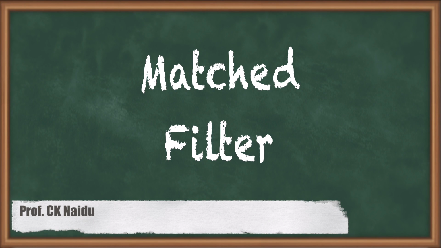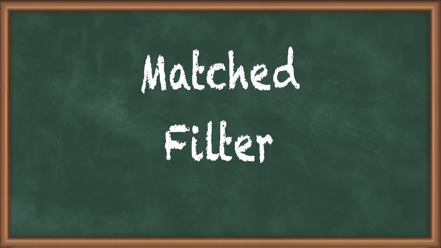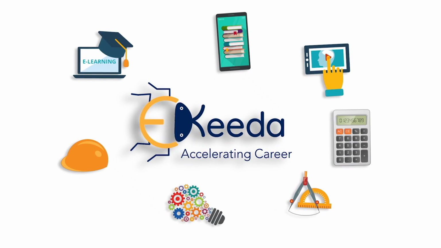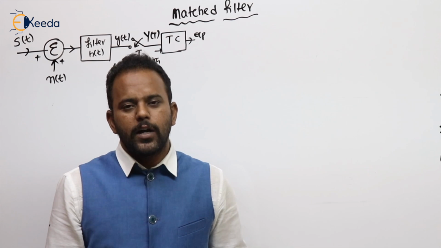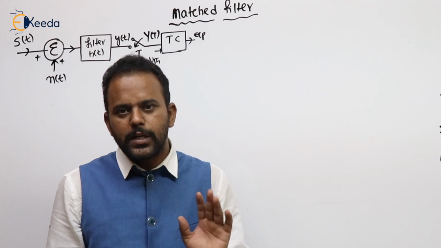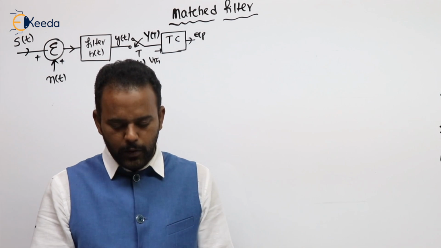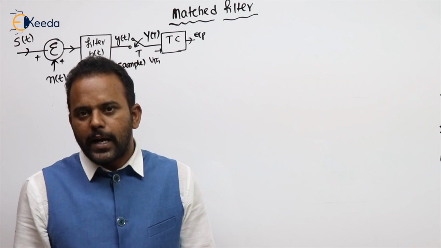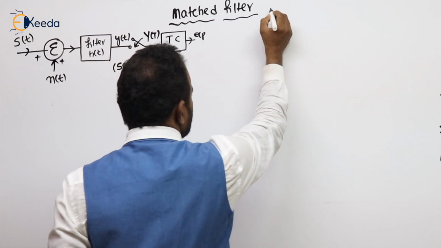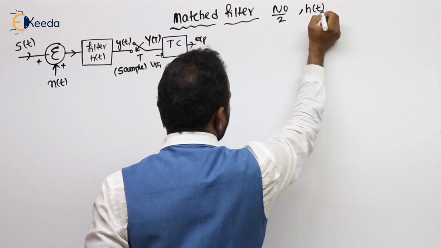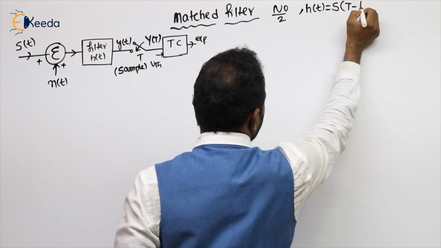Hello students, in this video we will be learning about the matched filters. Matched filter we are using in digital receiver to improve the SNR value. If we are using the matched filter, I am giving the statement, later I will do the derivation. If we are using the matched filter, the noise power is maximized to N0 by 2, provided that the impulse response of a matched filter is S of capital T minus small t.